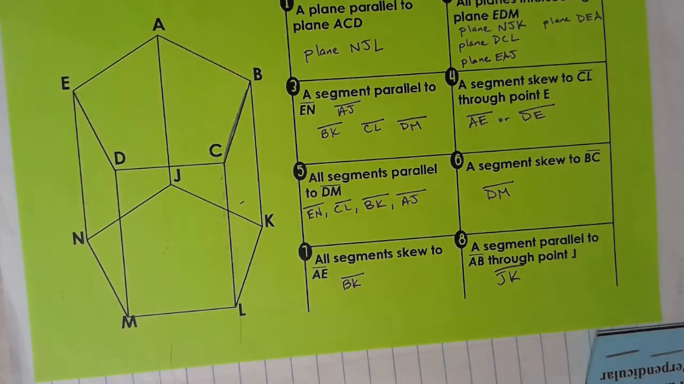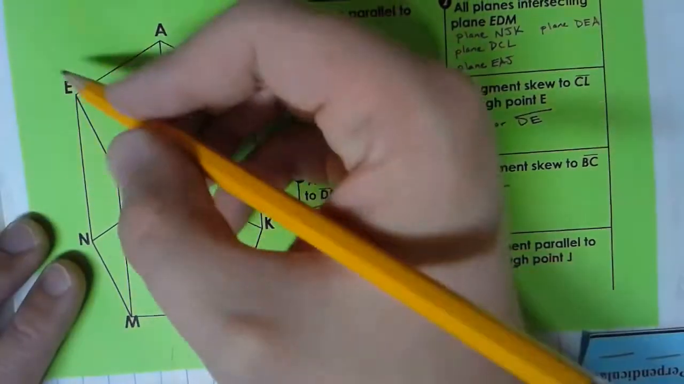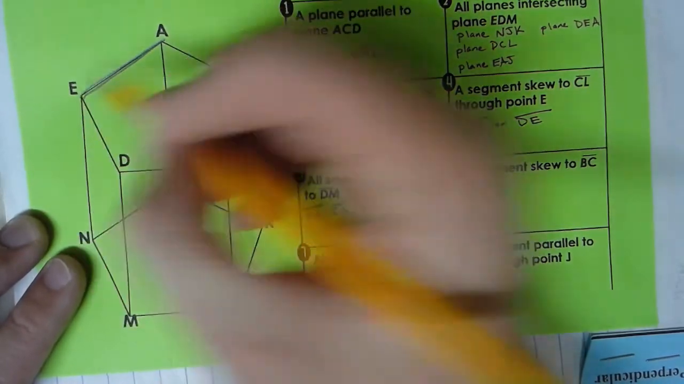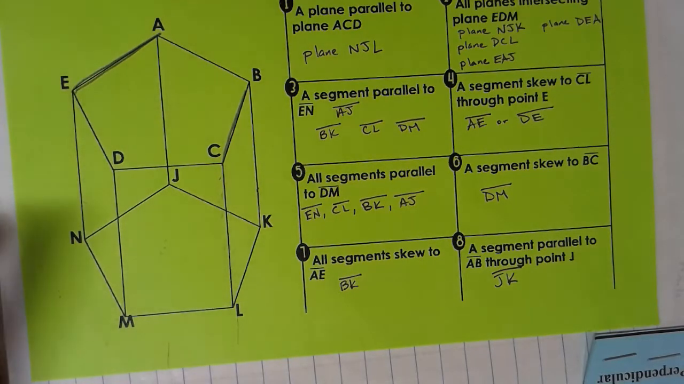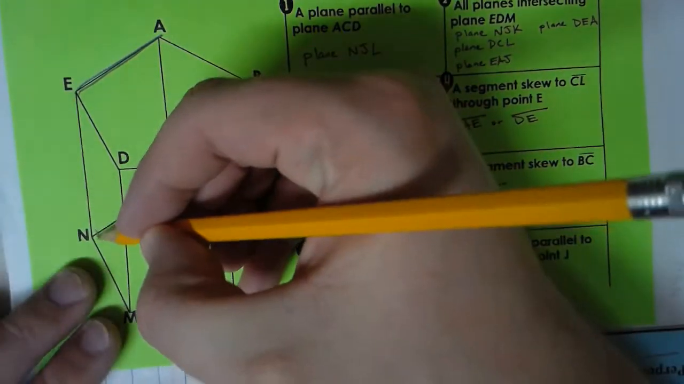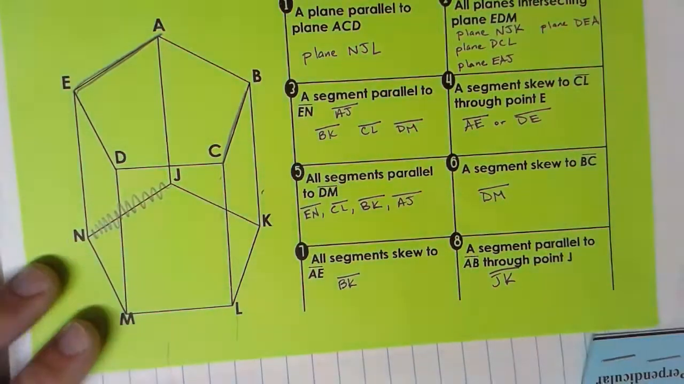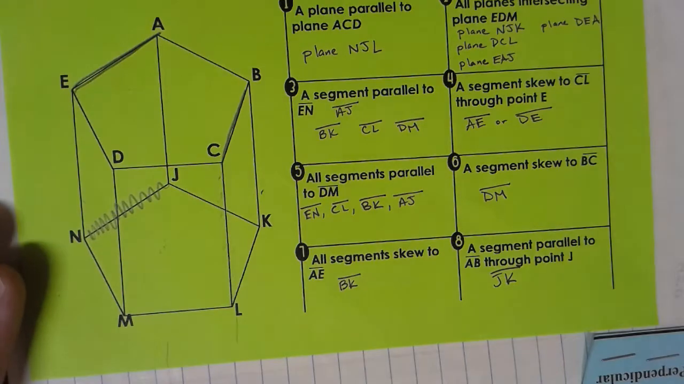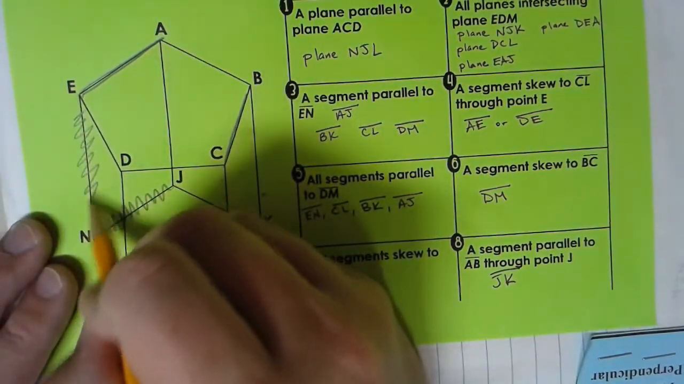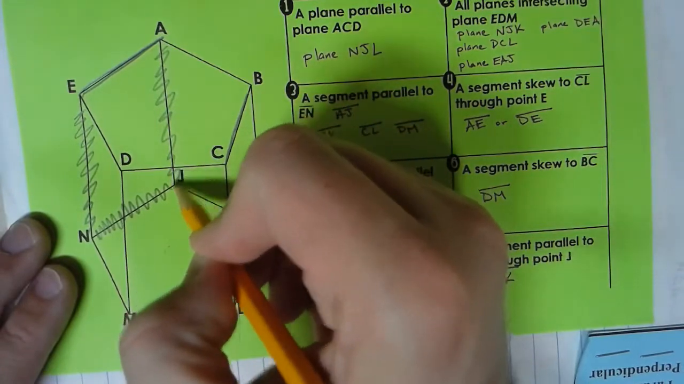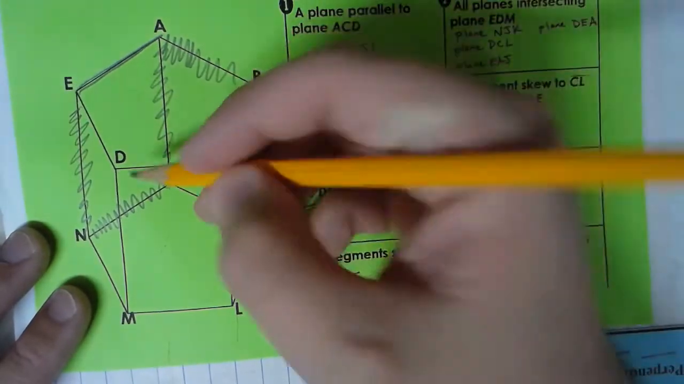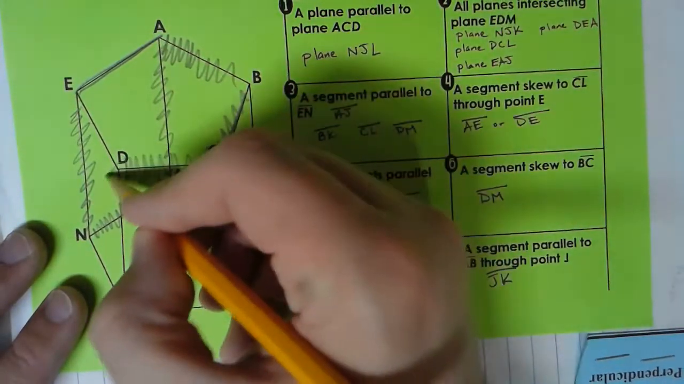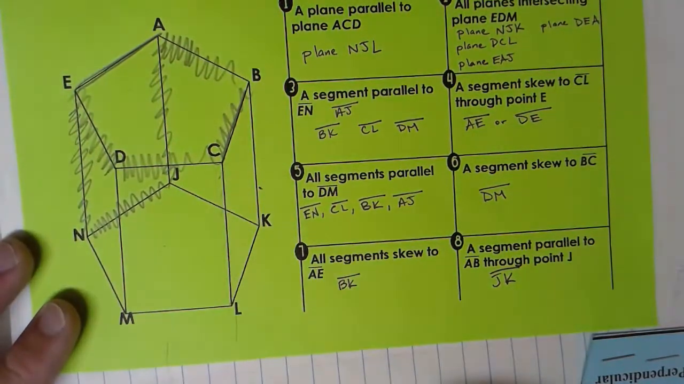Number 7, all segments that are skew to AE. So we have our AE line right here. We want to mark all the lines that are skew to it. We started by taking out the parallel ones. NJ, that's parallel, so we're going to take that one out. Now we're going to take out the ones that are coplanar. So we'll take out EN. We'll take out AJ. We'll take out AB, BC, DC, and DE.